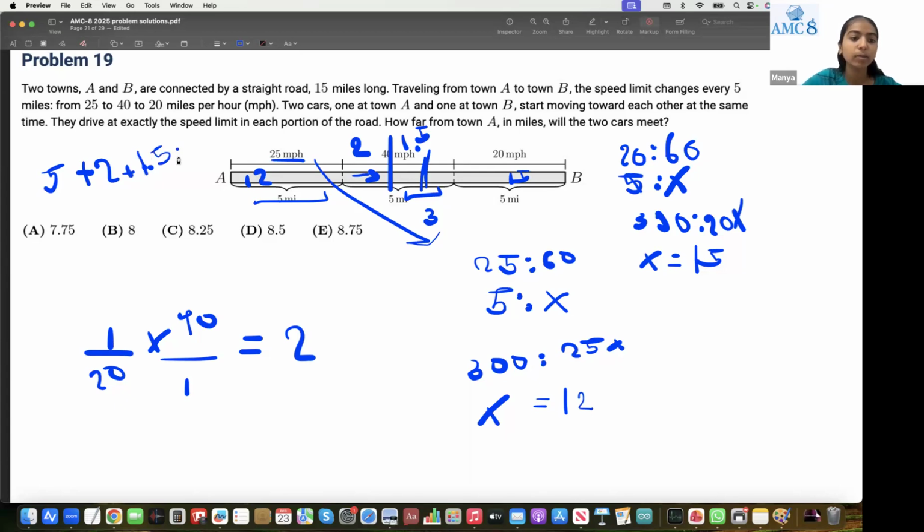If you add them, that will be giving us 8.5, meaning that they met each other 8.5 miles away from town A. Answer choice D.